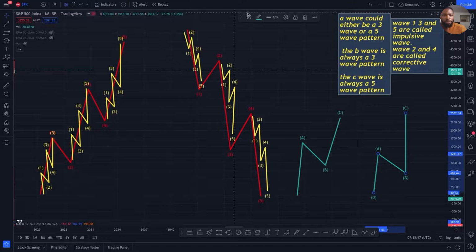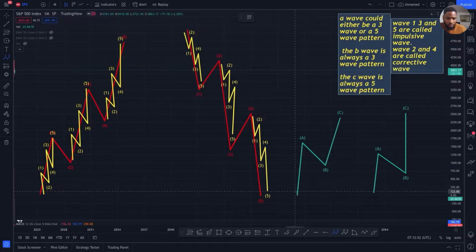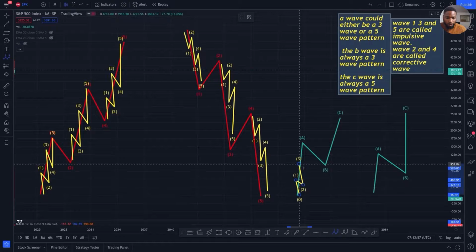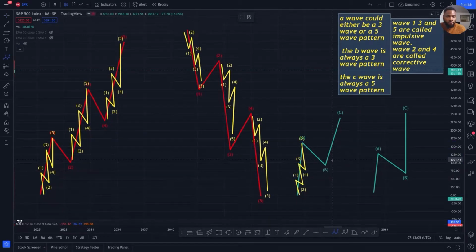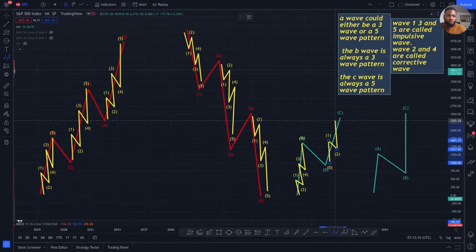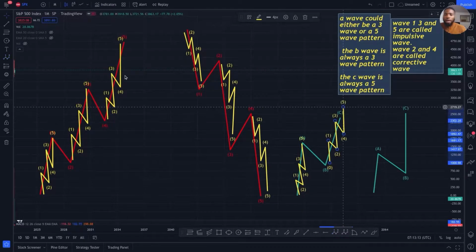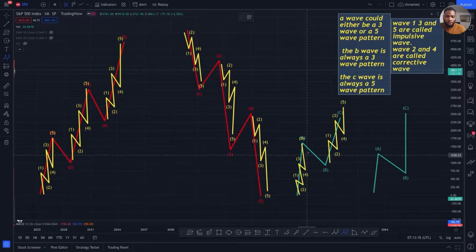So if I draw this here, this is where you can see the correction. The first way you can see it is 1, 2, 3, 4, 5. The C wave is always a 5-wave pattern. And the B wave is always a 3-wave pattern. It doesn't change. This is A, B, C.